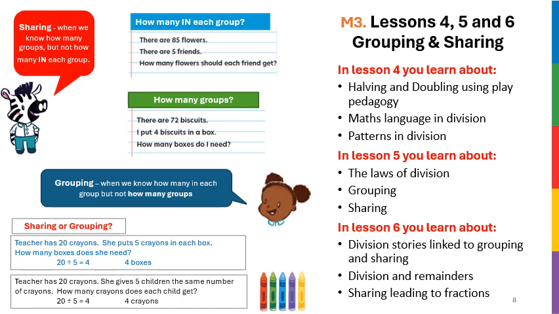The next problem reads, teacher has 20 crayons. She gives 5 children the same number of crayons. How many crayons does each child get? Again, the answer sentence is 20 divided by 5 and it's equal to 4 and each child gets 4 crayons. Which is grouping and which is sharing? I'm going to give you 2 seconds to think about it and then we're going to carry on our conversation.